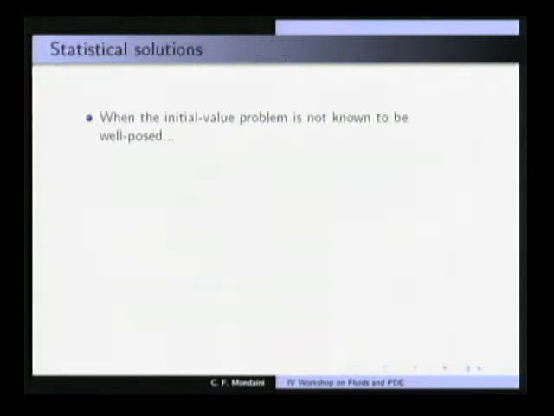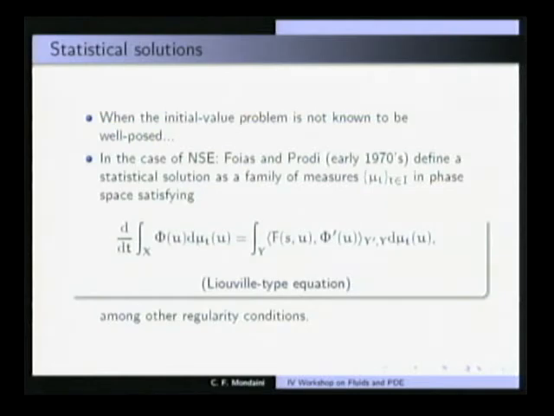And the problem is, when the initial value problem is not well posed, what do you do in this situation? For example, the Navier-Stokes equations, you don't know how to prove that they are well posed. So Foias and Prodi in the early 70s defined a statistical solution as a family of measures mu(t), with t varying in time, satisfying this kind of Liouville type equation, which is like an evolution equation, but in a certain mean sense. So you consider the integral with respect to your measures belonging to your family. Your statistical solution has to satisfy this Liouville type equation among other regularity conditions.